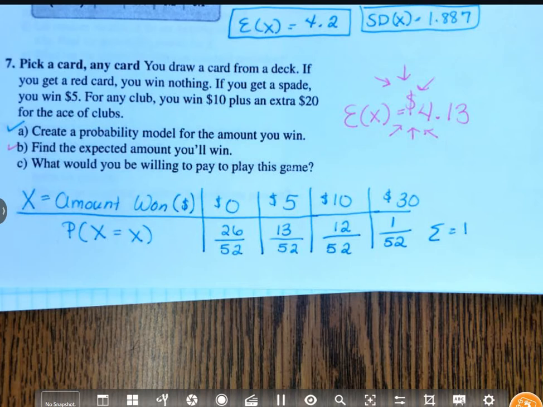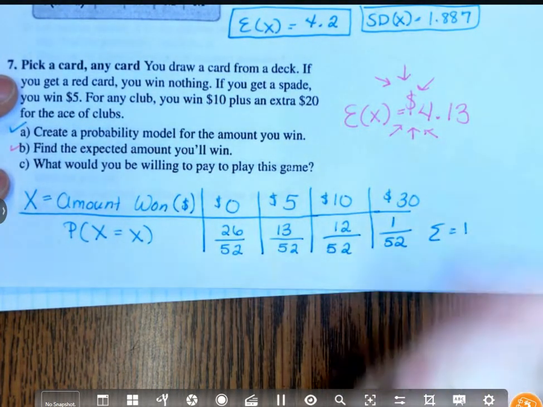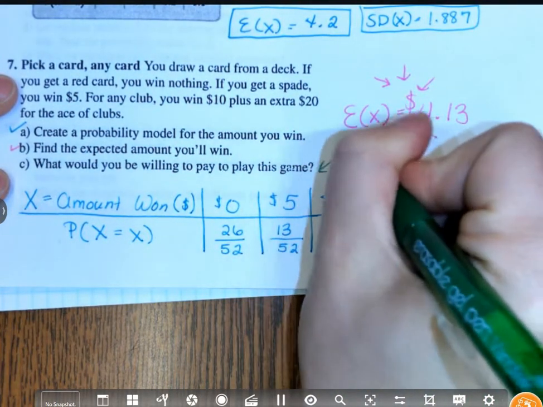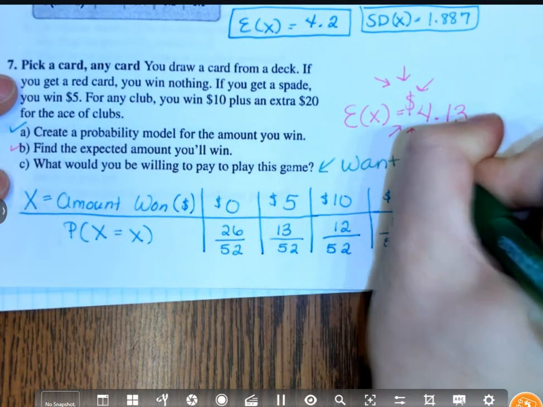Less than $4? 13 cents back. Anybody else? So technically, if you want to make sure that you come out ahead, you should be willing to pay anything less than that, right? So we would want anything less than $4.13.